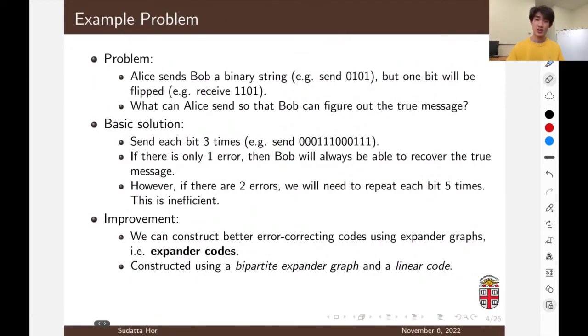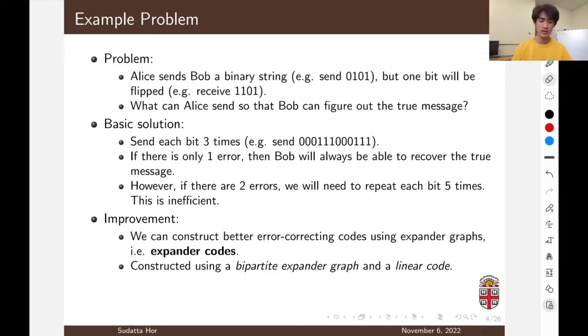So first, let's talk about an example problem of error correcting codes. Let's state the problem. Let's say Alice wants to send Bob a binary string, let's say 0101. But there's going to be interference in the transmission of this message. One bit will be flipped, so Bob might receive 1101. The problem that we want to solve is: what can Alice send so that Bob can always figure out what the true message is?